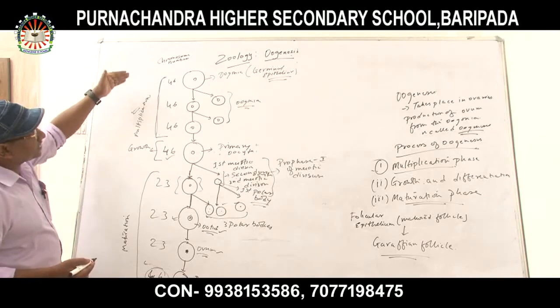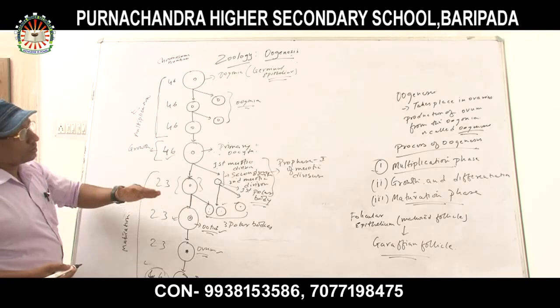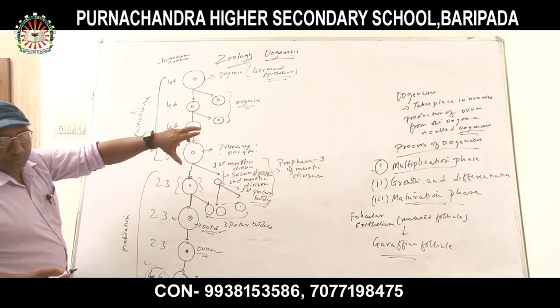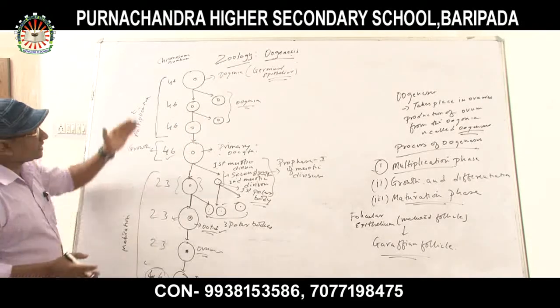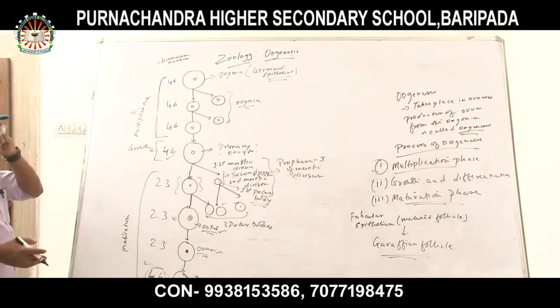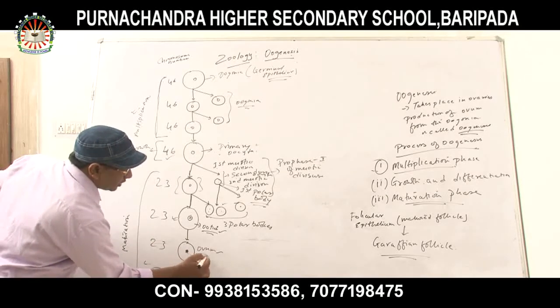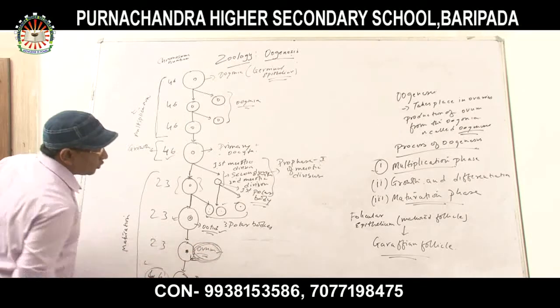This is the schematic representation of oogenesis, which I have explained before descriptively. That is the oogenesis, and this is the schematic representation. Now oogenesis is over. Then now this functional ovum. Now I have to show the diagram of the ovum.